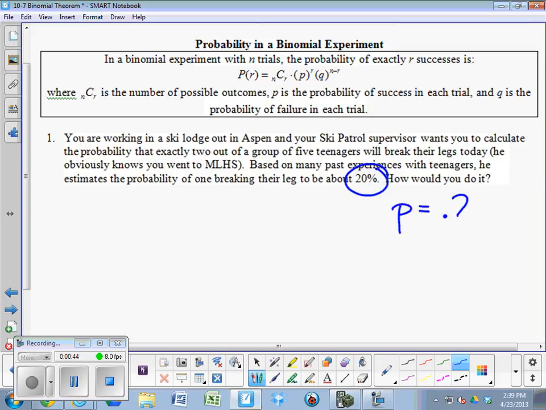P is 0.2 because that's the probability that one single student independently will break their leg. That's it, 20%. So what's Q? The probability of failure, which means they don't break their leg, 0.8. So we've identified P and Q.